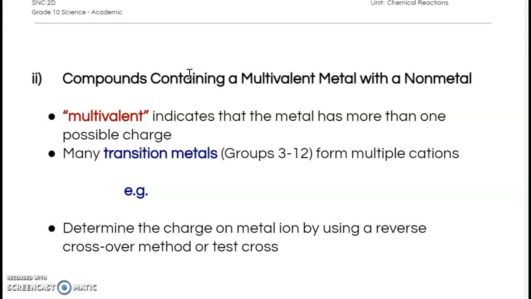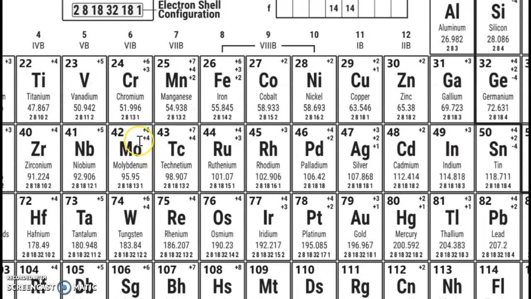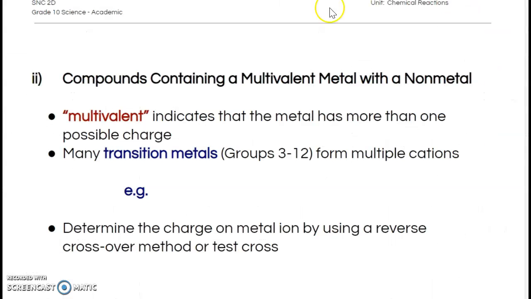Multivalent metals indicate that the metal has more than one possible charge. Multivalent metals are found within the periodic table in the transition metals, and that's why we haven't covered them too much. If you look here on this periodic table, you can see that iron has a 3, a 2, a 6. Tin has a 4, a 2. Gold has a 3, 2, 1. Lead, Pb, right here, has a 4 and 2. So all these transition metals have more than one possible charge.